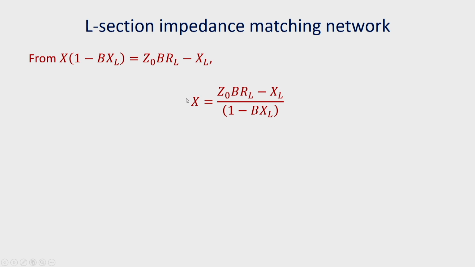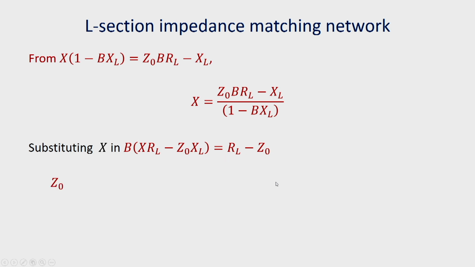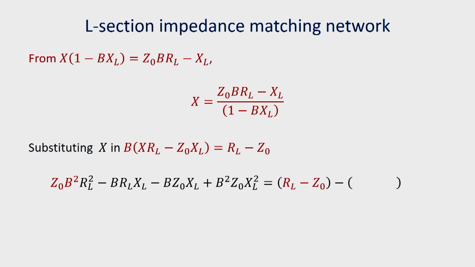Now, what we can do? We can substitute this X in the other equation. So, we substitute this X in the equation B X RL minus Z naught XL is equal to RL minus Z naught. So, once we make this substitution, and then expand, we will get this equation.